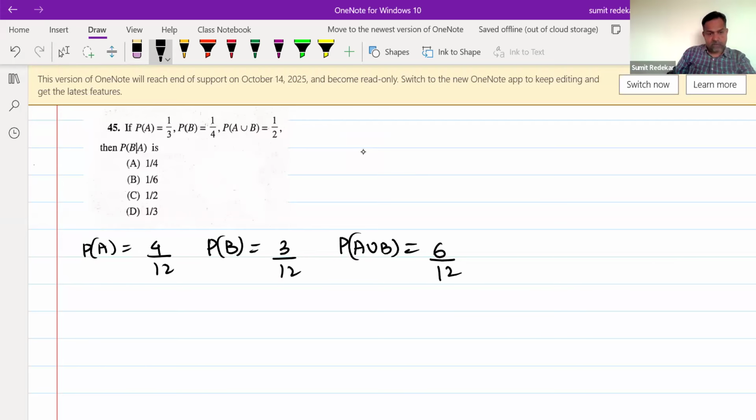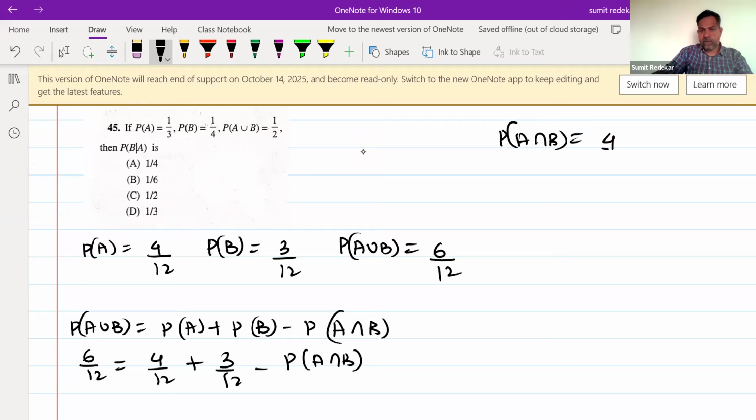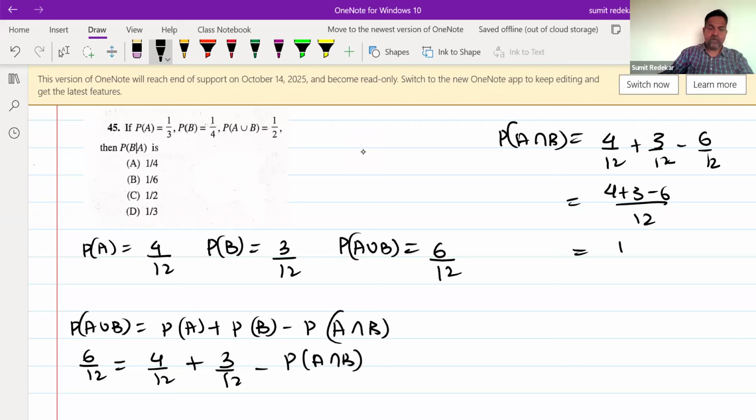हो गया. तो वी आर गोइंग टू स्टार्ट विद probability of A union B is probability of A plus probability of B minus the probability of A intersection B. So union is 6 out of 12, A is 4 out of 12, B is 3 out of 12 minus A intersection B. Intersection उधर, बाकी सब इधर. Probability of A intersection B is 4 out of 12 plus 3 out of 12 minus 6 out of 12. So that's going to be 4 plus 3 minus 6 out of 12. That's going to be 7 minus 6, which is 1 out of 12.